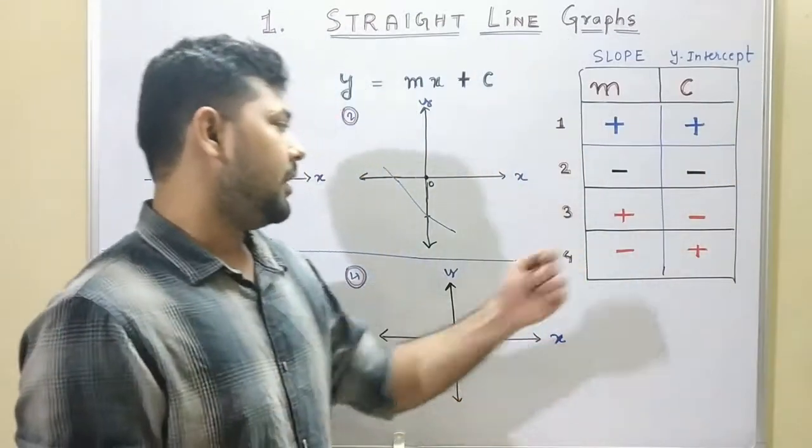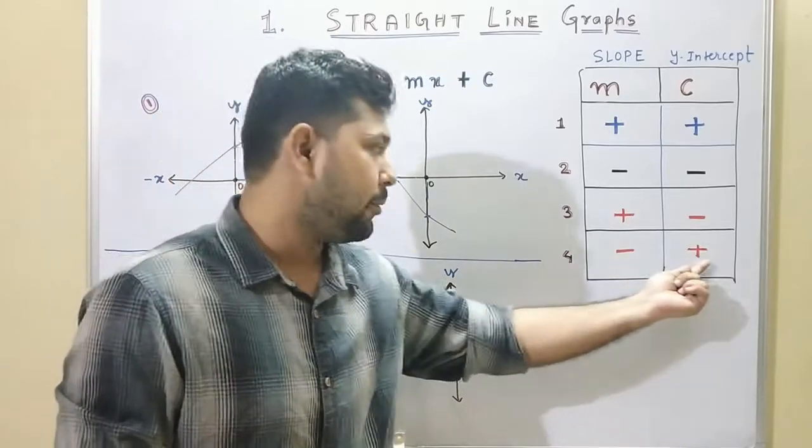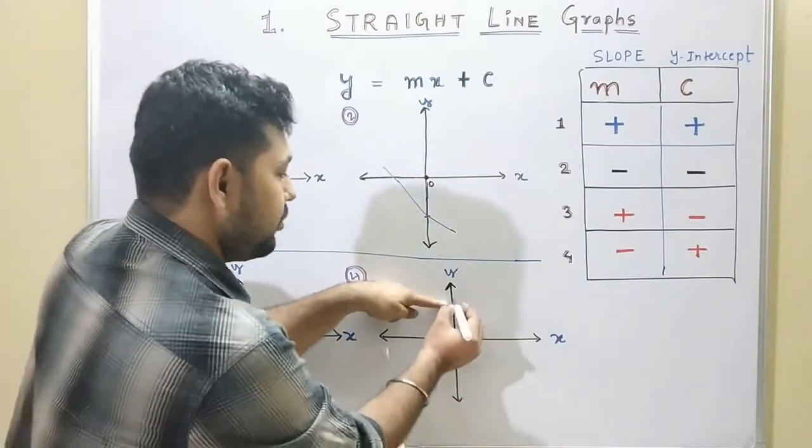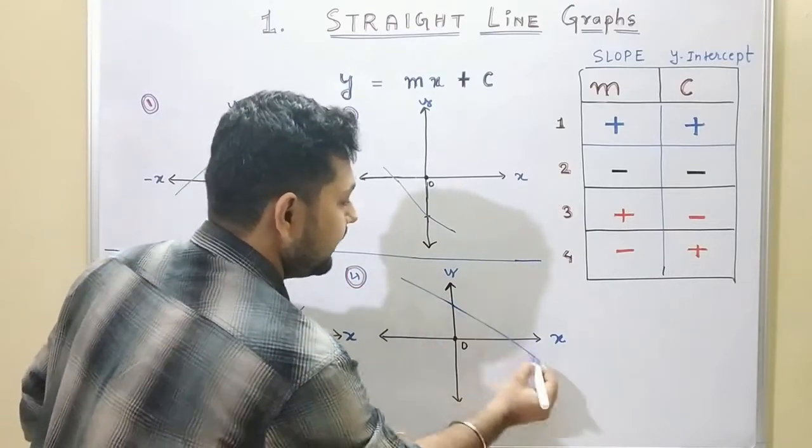The last, the fourth one, negative and positive. So the intercept is positive, so I have to start from here, and the slope is negative. The slope is negative, so the line would be like this.